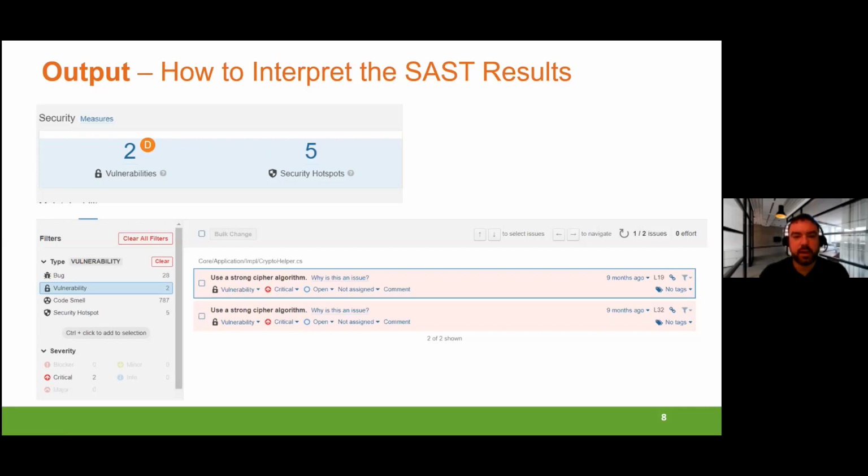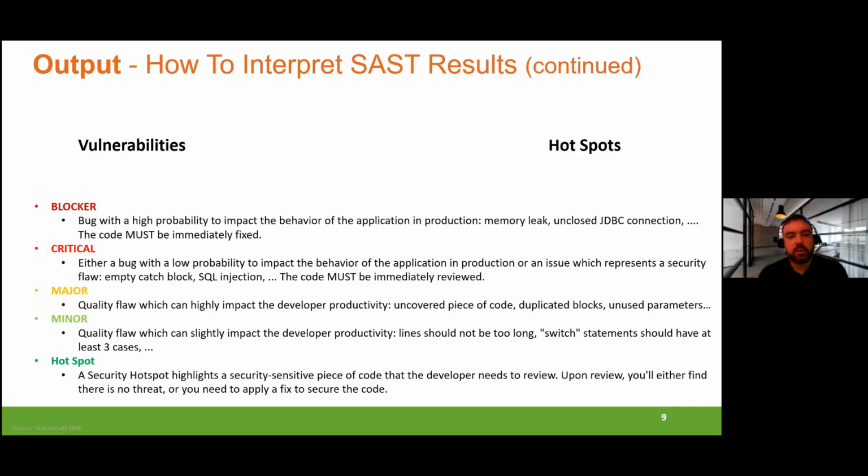If we want to drill down a little further, we need to understand what some of these vulnerabilities and hotspots actually mean. Looking at first, the most severe case would be a blocker. A blocker would be something that would actually cause the application to crash or not work. This is a coding error, not necessarily a vulnerability. This is something that will not let the application function as it was designed.